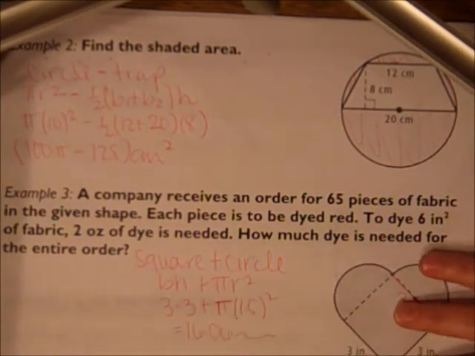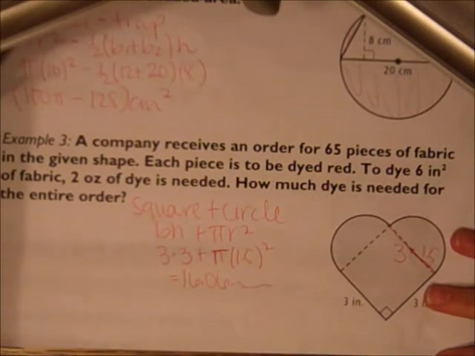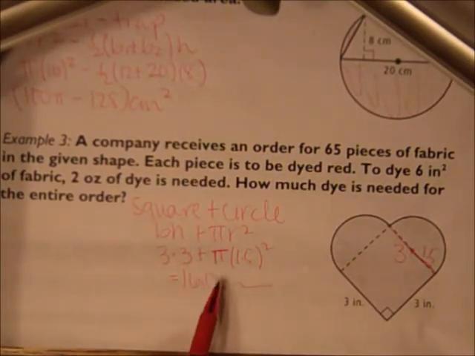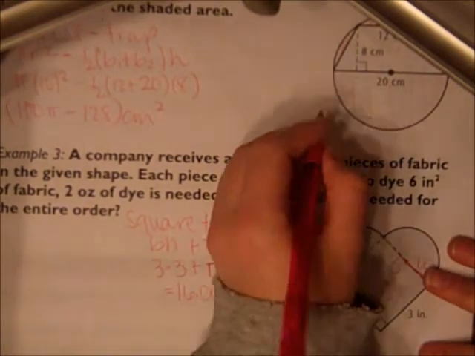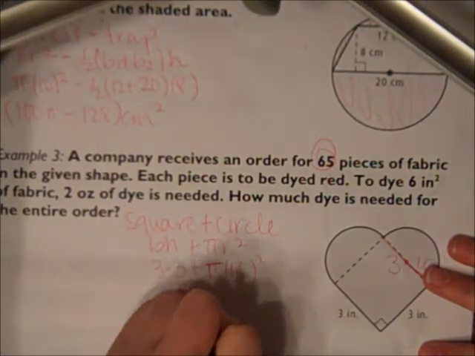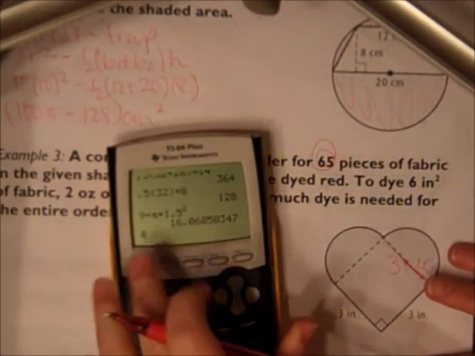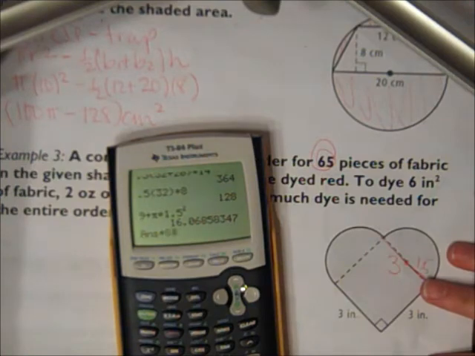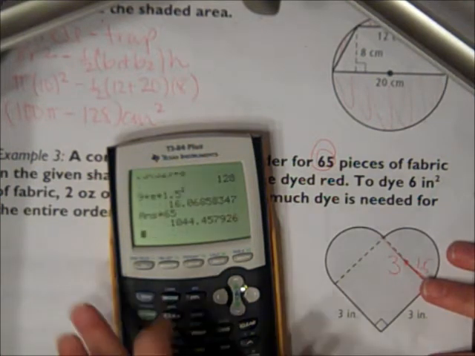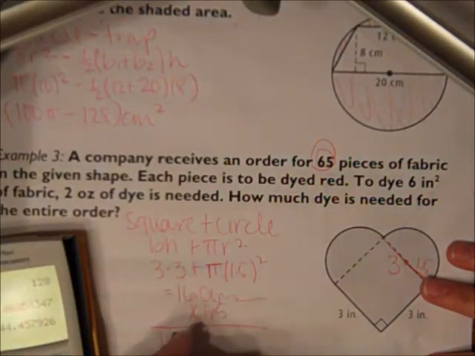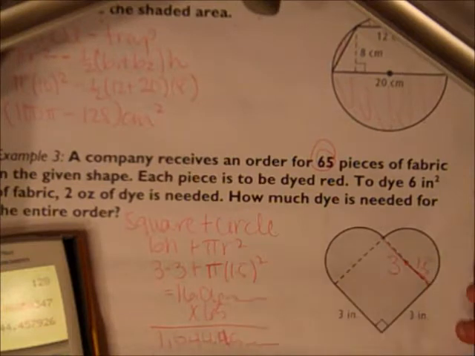So I'm going to hold on to that number in my calculator just like we did with law of sines and stuff, just for accuracy. So this is just the area of one circle, or one heart. Remember, they're ordering 65 of these. So the next step, I'm just going to keep this in my calculator, and I'm going to do times 65. So the area for the entire order is 1,044.45 and so on. Okay, so that's the area for all of it.